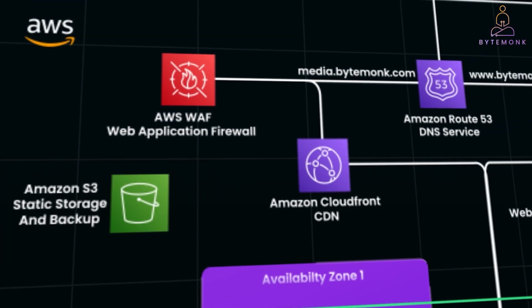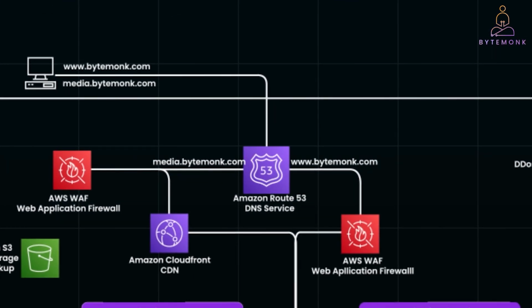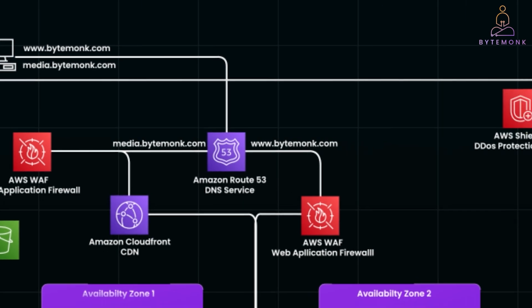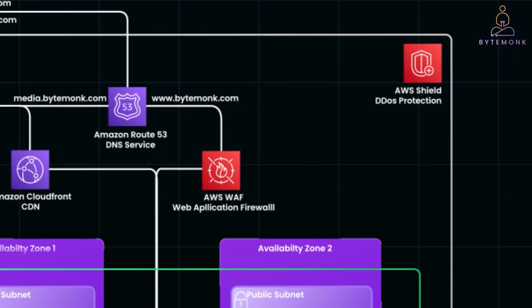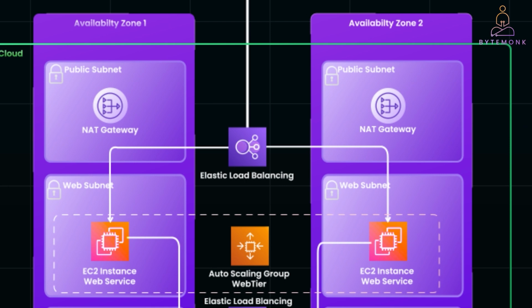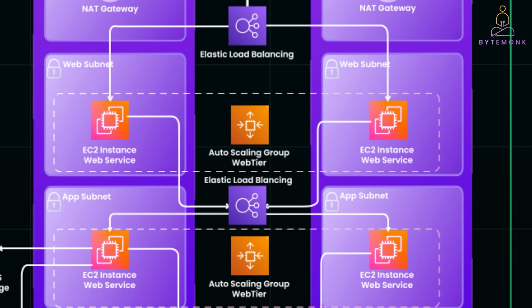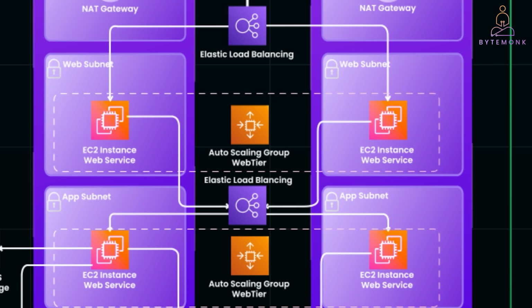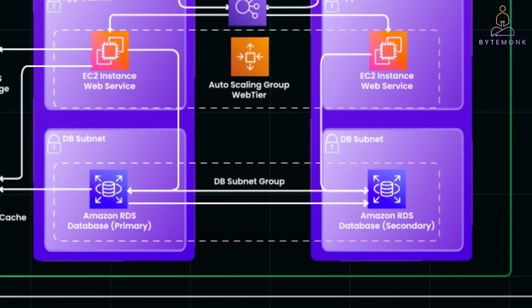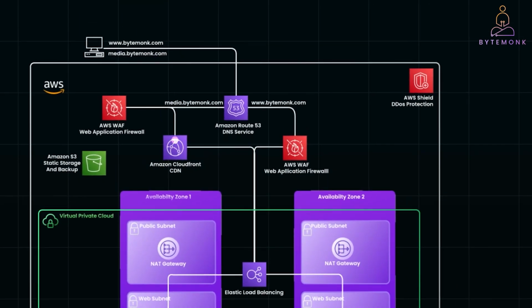So let's put it all together. A user's request hits Route 53, directing it to CloudFront. WAF and Shield check for malicious activity. The ELB distributes the request across EC2 instances in multiple AZs. The EC2 instances in the auto-scaling group process the request using ElastiCache for faster data retrieval and EFS for shared storage. And if the app needs to store or retrieve critical data, it interacts with RDS in the database subnet. The processed response returns to the user, potentially served through CloudFront for even faster access to cached assets.